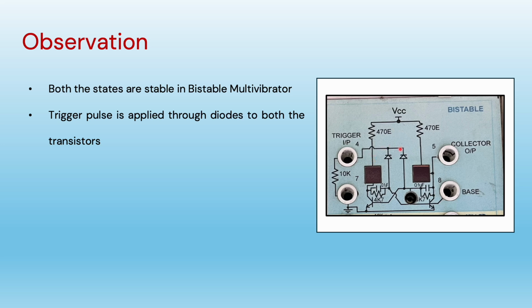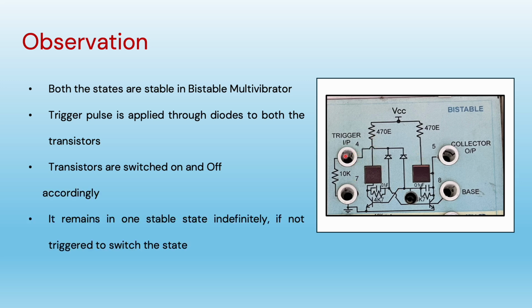Here the trigger pulse is given to both the transistors. So the transistors are switched on and off with the help of this trigger pulse, and as soon as the trigger pulse is removed, it remains in the stable state indefinitely. When the trigger pulse is again applied, it switches the state and it remains in the stable state. If you apply trigger pulse continuously to both the transistors, then you can observe continuous switching of the state between two LEDs. I hope you have understood how the bistable circuit works.